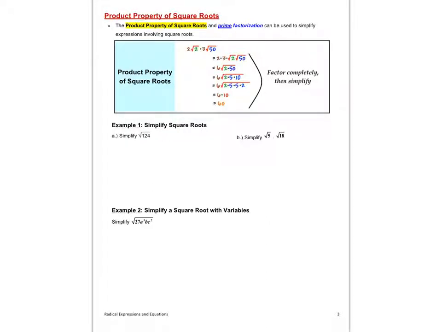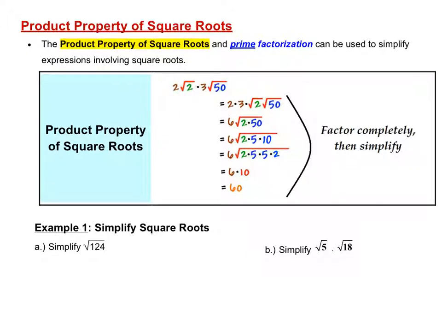We can use the product property of square roots and prime factorization to simplify expressions involving square roots. If we're trying to multiply two numbers, 2 square root 2 times 3 square root 50, what we need to remember is we multiply outside to outside and inside to inside. So that means we're going to take the 2 and multiply it to the 3, and then we're going to take the square root of 2 and multiply that times the square root of 50.